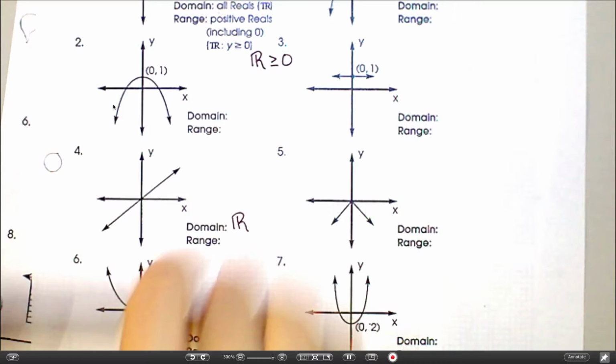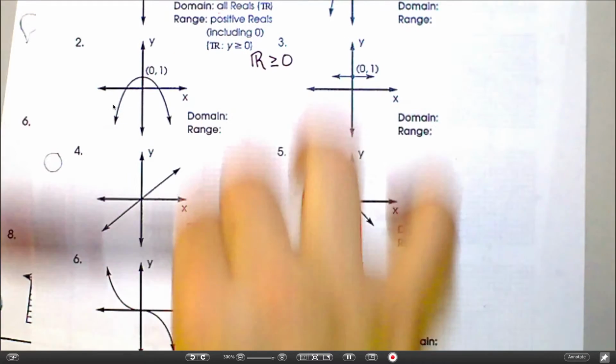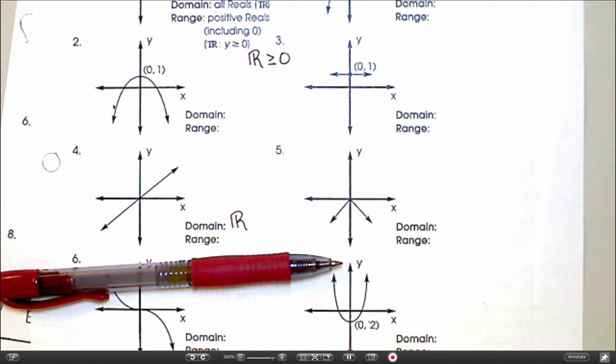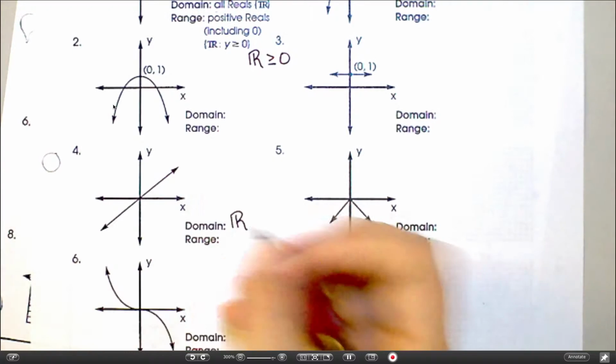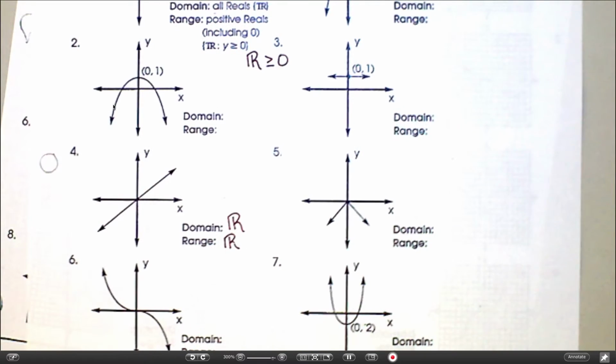Range is going up and down. So up, is it going to hit? Yes. Down, is it going to hit? Yes. Okay, so is it going to hit everything? Yes. So my range here is all real numbers as well. Is this really all you have to do? It is.